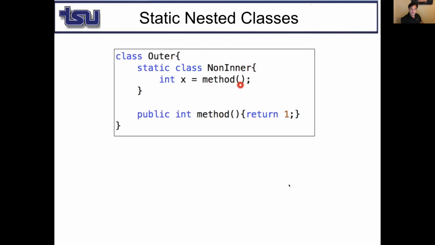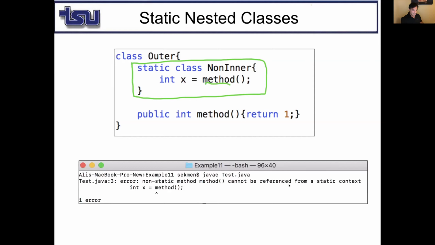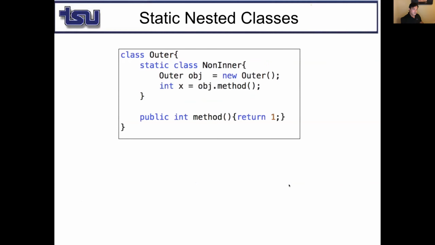Okay, for example, here I have a static nested class and I have a non-static method. I'm trying to call it directly. That will be an error, okay? Because I have a static context here. What is the static context? Here. Remember the error we get? A static context cannot refer to non-static methods. Again, the static context here is the whole class here. So how do I fix this? Well, method is a method of this class, outer class. In order to call this method, first I need an object of this class. Then I can make a call to method.